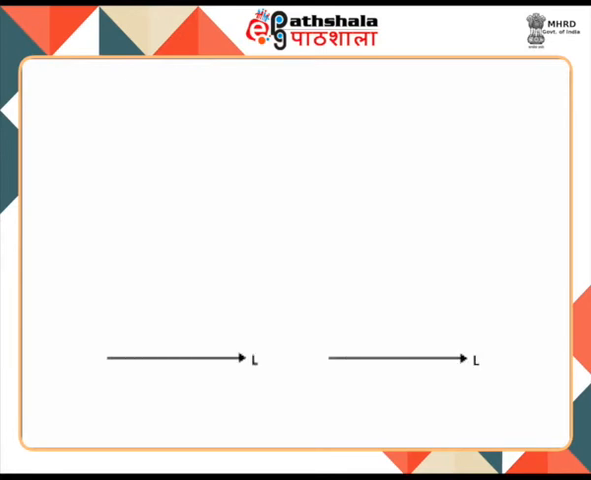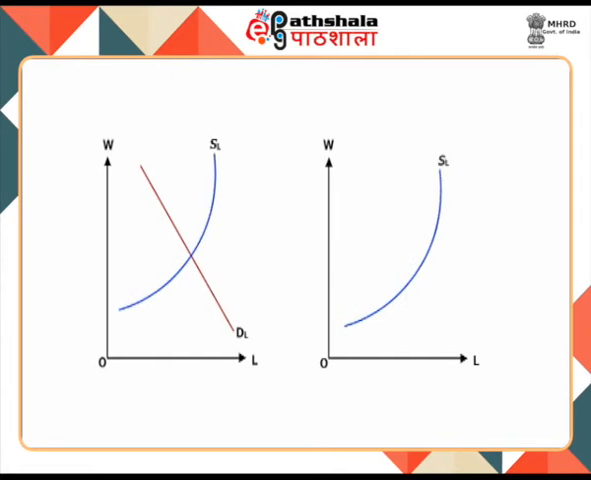On the x-axis we have labor and on the y-axis we have wage. In this model, individual labor supply curve is derived through the labor-leisure choice of the individual worker. The market supply curve is the horizontal summation of individual labor supply curves. We can see the interaction between the market demand for labor DL and market supply of labor SL determine the equilibrium factor price W star corresponding to OL star level of employment of labor.